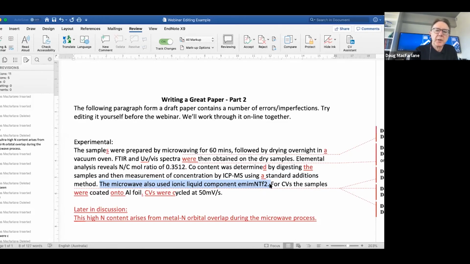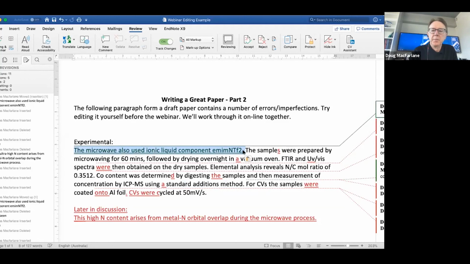This needs to be probably almost the first sentence, so it needs to be up here. No, it doesn't quite make sense. We need to provide more information about effectively what the mixture that was in the microwave was, but it certainly belongs up in the discussion of the microwaving.